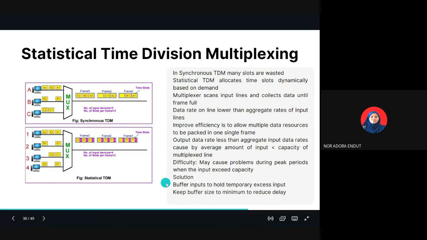Okay, the solution adalah you buffer the inputs to hold temporary excess input. So kena ada temporary memory di sini. Buffer tu temporary memory. Okay, so kita aturkan lah. Ambil giliran. Kalau tiba-tiba penuh, kita susunkan dia ikut susunan, ambil giliran. So I stop tadi sampai buffer kan. So buffer is to temporarily store the excess input lah, sebab bila peak periods semua orang nak hantar.